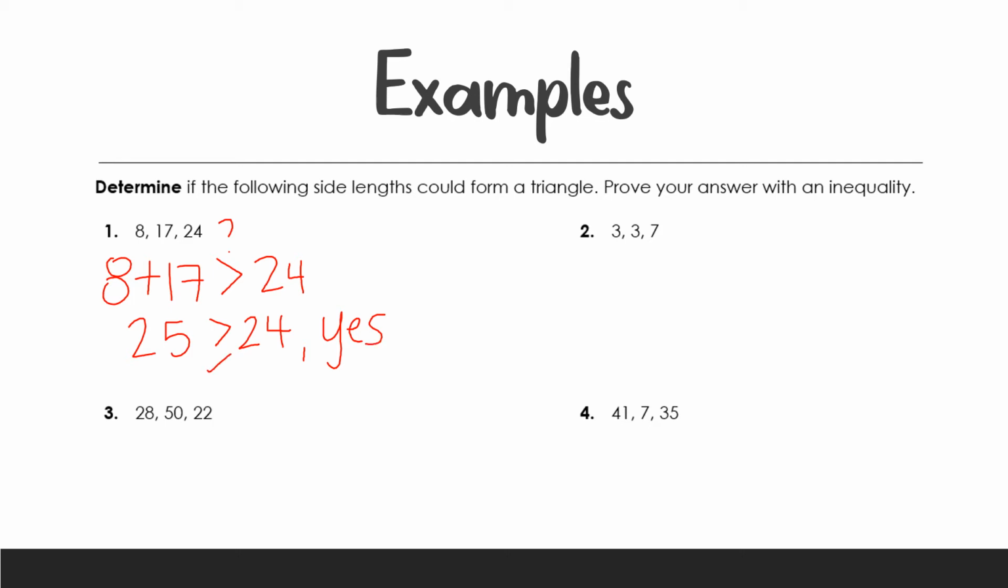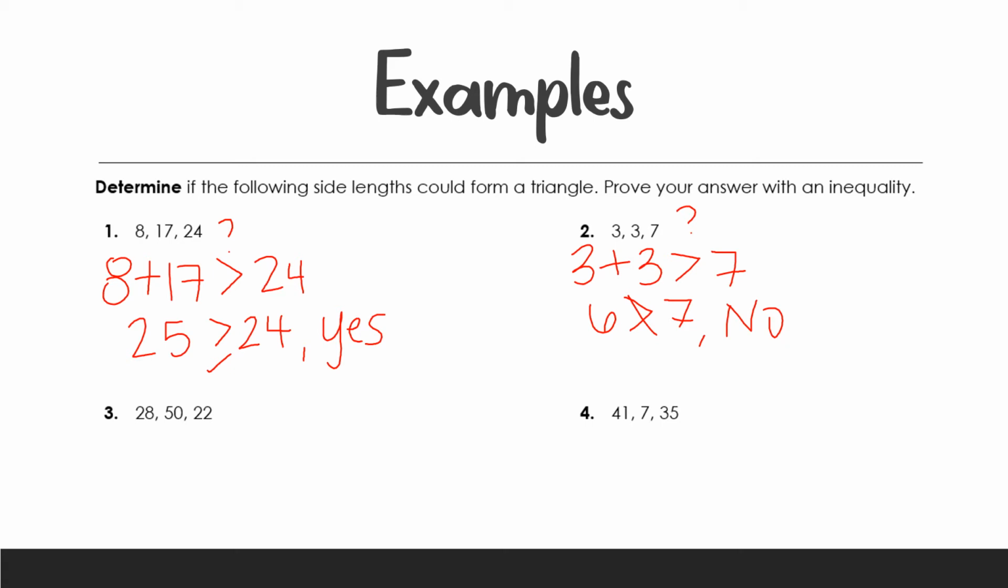For number 2, our two shortest legs are 3 and 3. Is that greater than 7? Well, 3 plus 3 is 6. 6 is not greater than 7, so this would not form a triangle. Think about if I gave you 3 pieces of spaghetti, 2 were 3 inches and 1 was 7 inches. No matter how you arrange those pieces, you could not form a triangle with them because the 3 and the 3 aren't long enough to meet up.